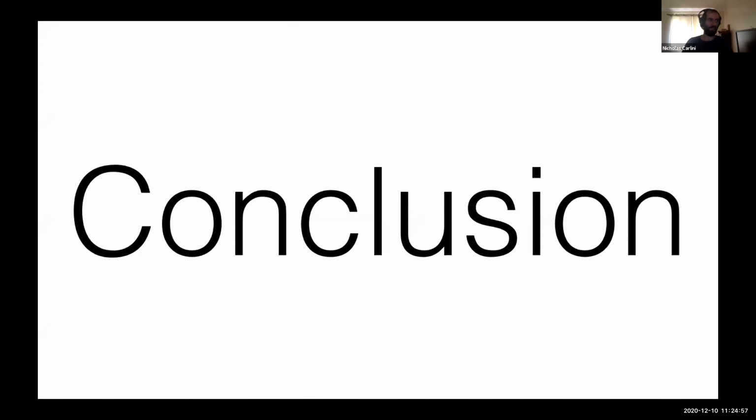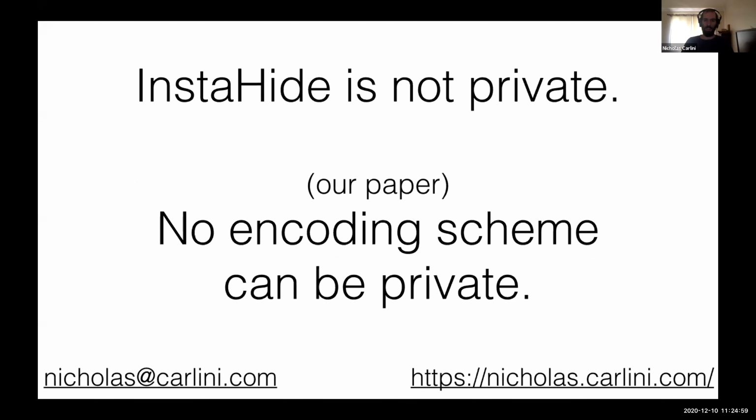So what's the real conclusion here? Instahide as an algorithm is not private and doesn't really offer privacy in this encoding scheme. But more interestingly, in our paper, we're able to show that no encoding scheme that tries to operate like this could ever be private. We are able to do a very strong reconstruction attack here, and we have some theorems in the paper that show this for much less strong distinguishing attacks.